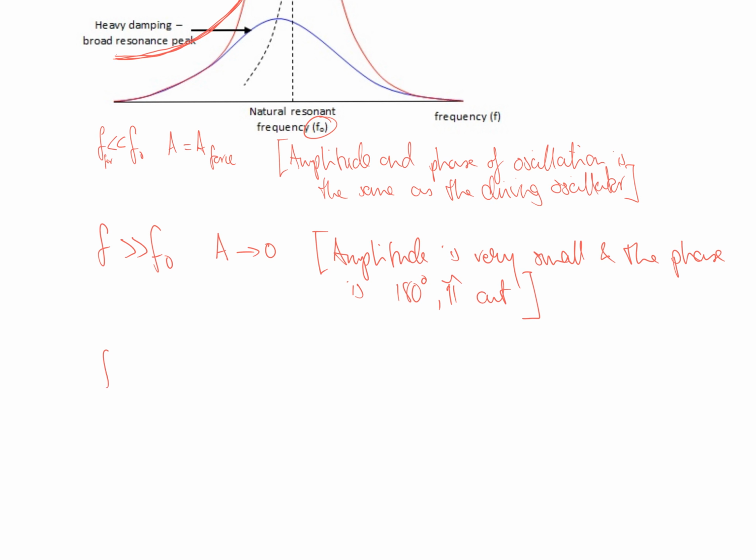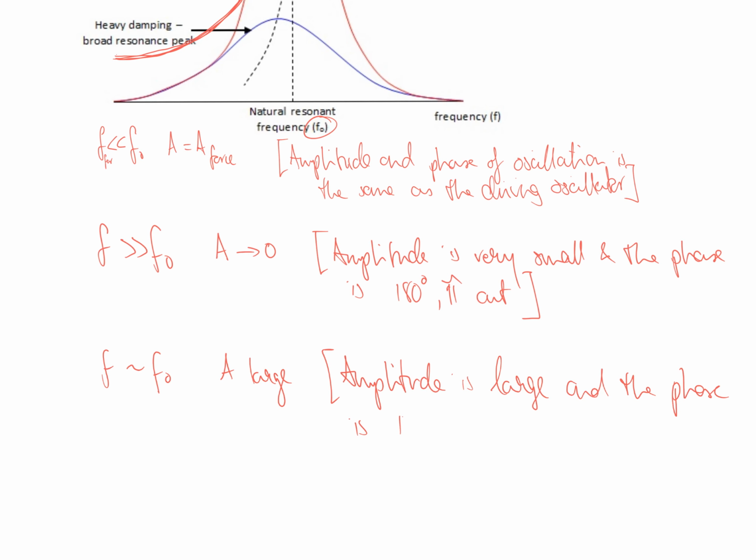And of course, finally, when f of the forced oscillation approximately equals the natural frequency, then the amplitude is large. And the phase is pi over 2, or 90-degree lead. So you lead by 90 degrees, or pi by 2. Okay, those examples needed to know.